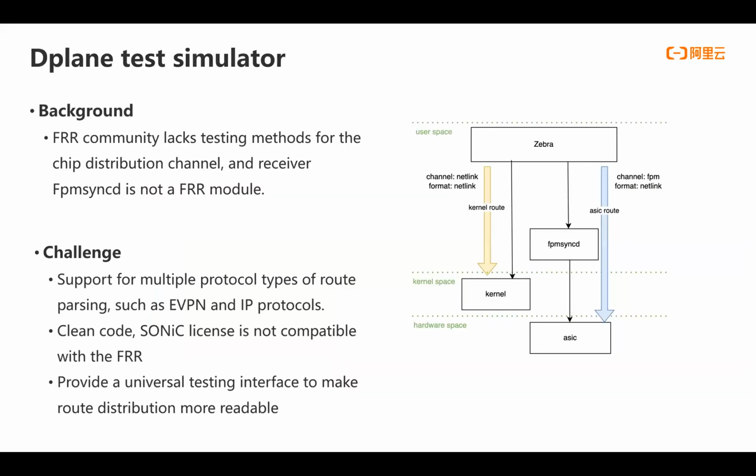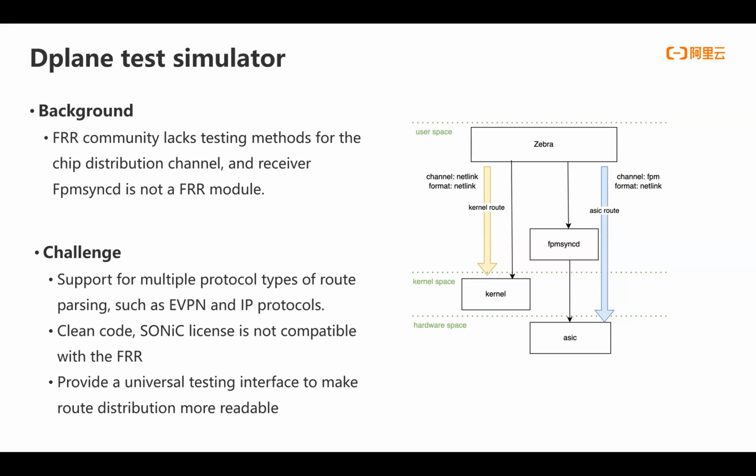Also, I developed a test simulator, because the FRR community lacks testing methods for the chip distribution channel, which means the path from IPM SYNC-D to ASIC has no unit test method, because the receiver IPM SYNC-D is in the SONiC community, as we know. So I need to support it.